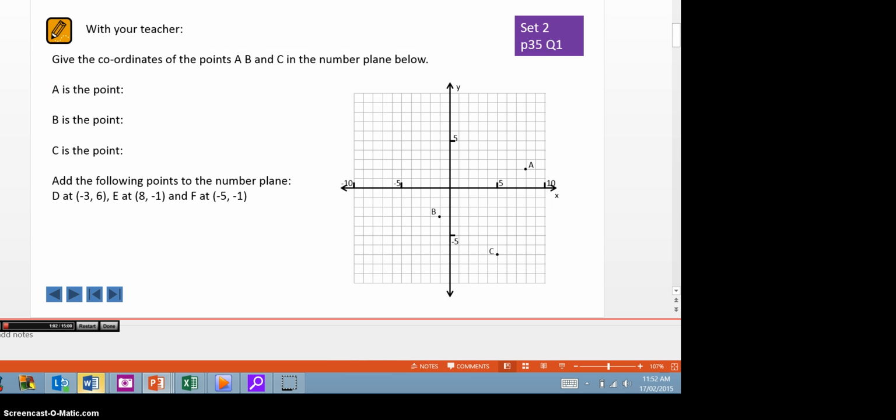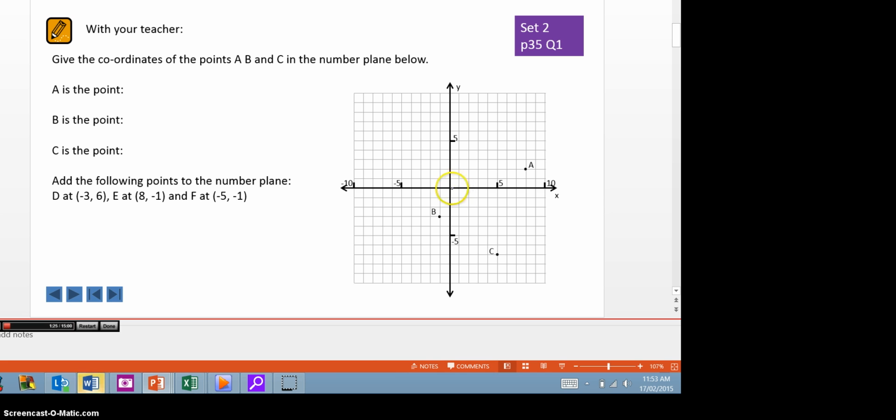We're going to move on to actually plotting some points. So if you have your book there under set 2 with your teacher, make sure you've turned to this point. So the first thing that you need to do is actually give the coordinates of points A, B and C. So the points are plotted for you on the graph. You can see A is there, B is there and C is there.